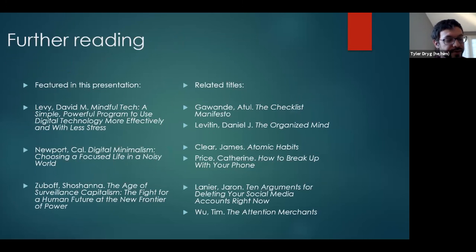Further reading. Here we go. And on the left, we have the books that we talked about. And then over here, there's some other ones. There's some overlap here in terms of which titles go with which. There's a few about optimizing your workflow or your activity flow, I guess I could say. It's not necessarily just your work. And building better habits.